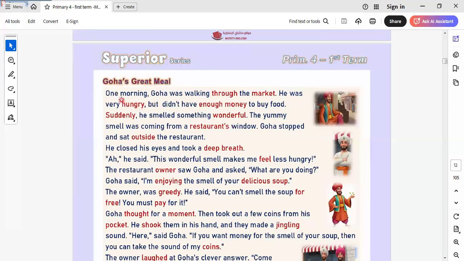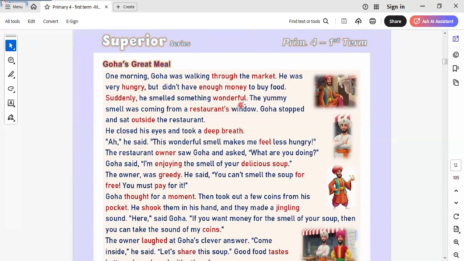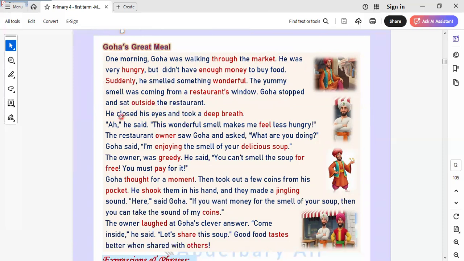Goha's great meal. One morning, Goha was walking through the market. He was very hungry, but didn't have enough money to buy food. Suddenly, he smelled something wonderful. The yummy smell was coming from a restaurant's window. Goha stopped and sat outside the restaurant. Let's know what Goha did after that.